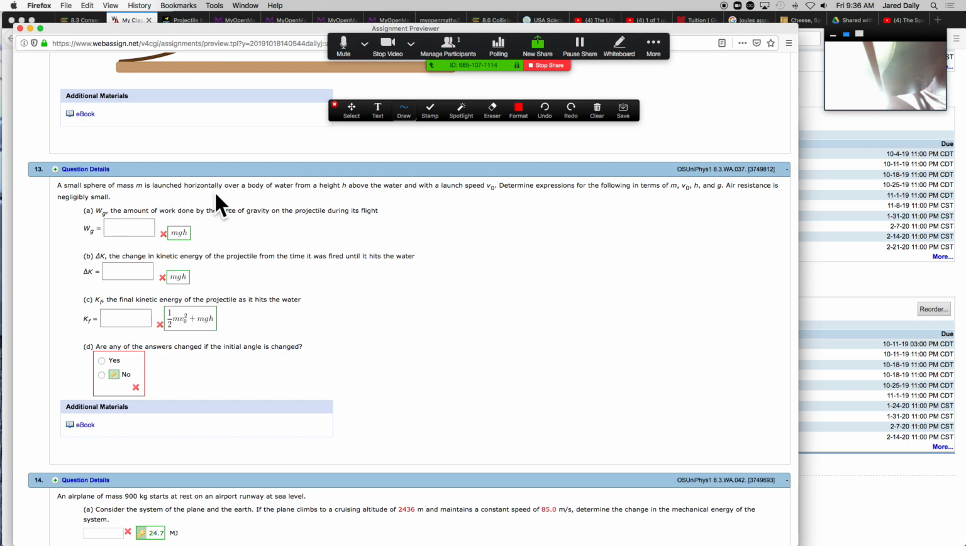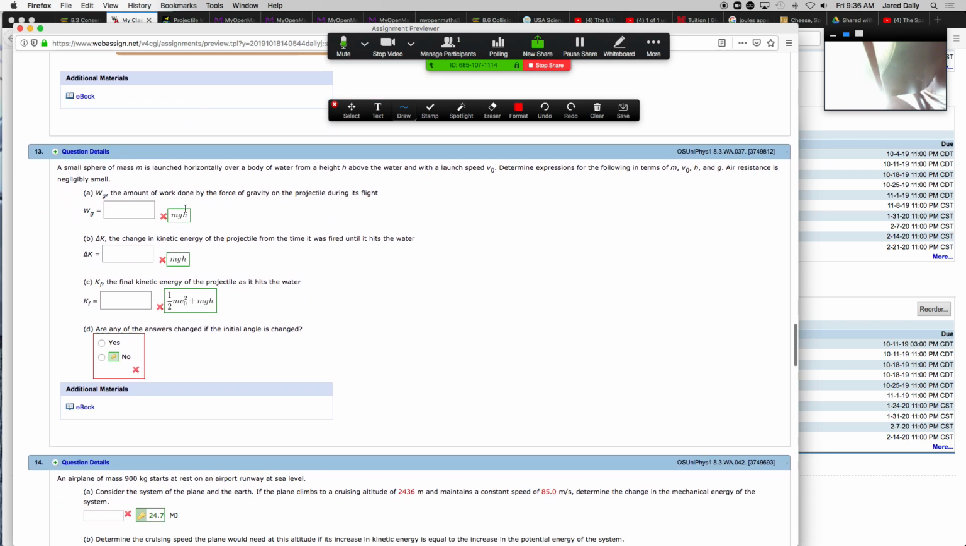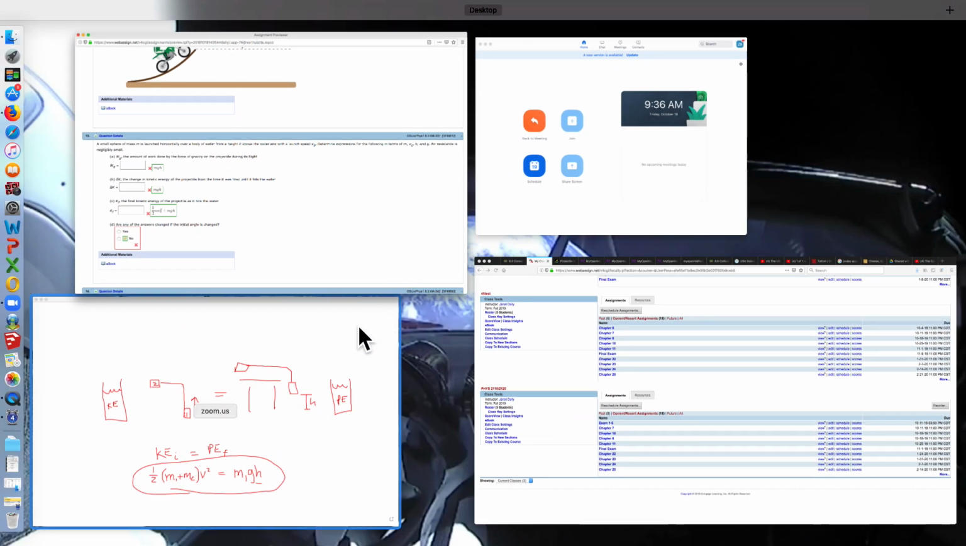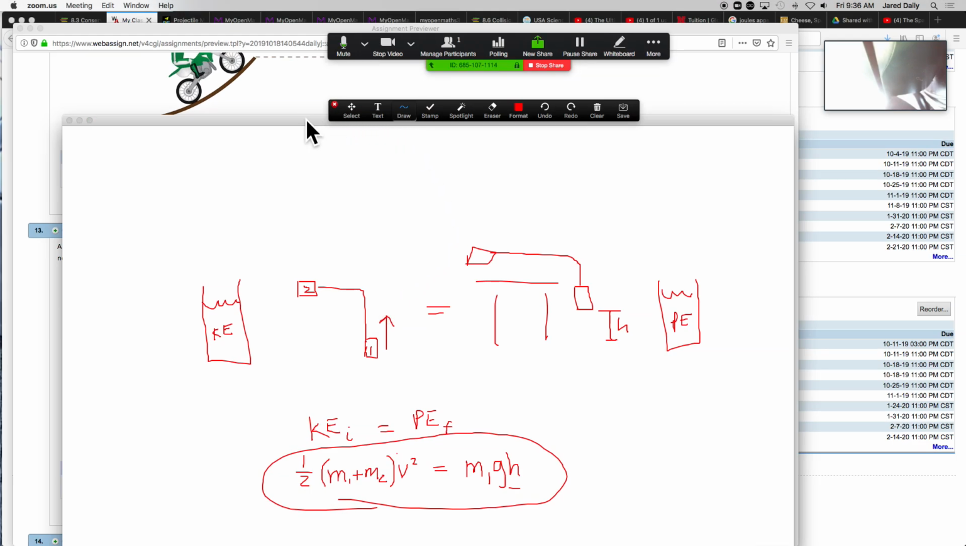Now, the temptation with this kind of problem is to revert back to vectors and kinematics. But this kind of a problem where you're given the total energy at the beginning, and you're given all the information you need to figure out the total energy at the end, you don't want to go with kinematics. You want to go with energy, because energy is much simpler. So let's do this.